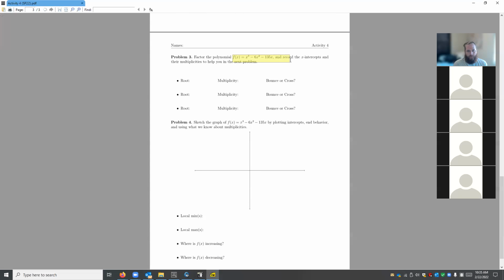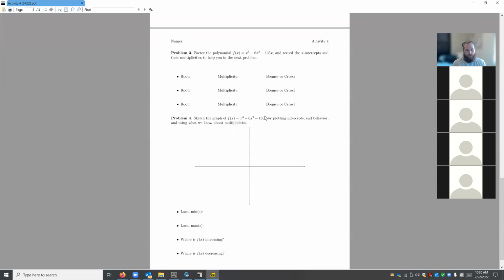The last problem, I have here another polynomial, only this time I haven't factored it for you. So you need to factor the polynomial to find the roots here. You're going to do the same thing. You're going to factor this, tell me the roots, the multiplicity, and whether the graph bounces or crosses the x-axis at each of those roots.